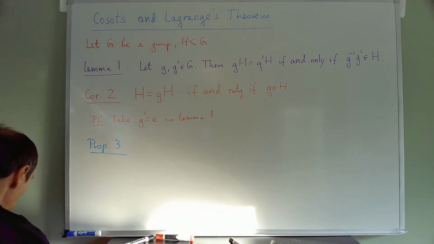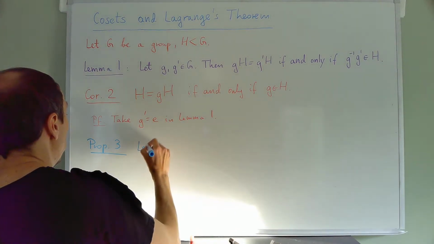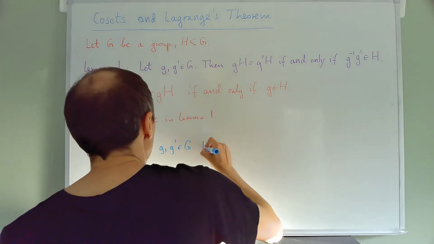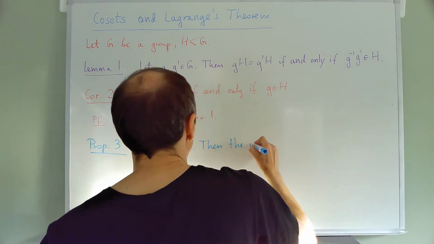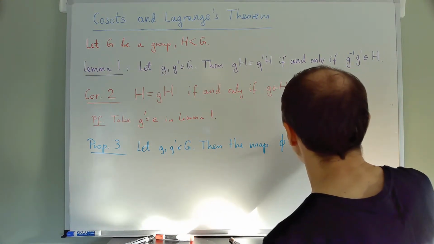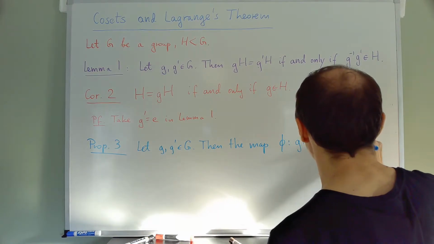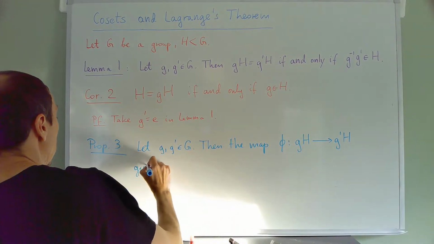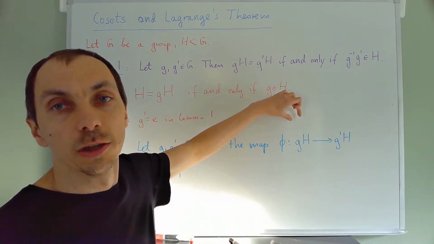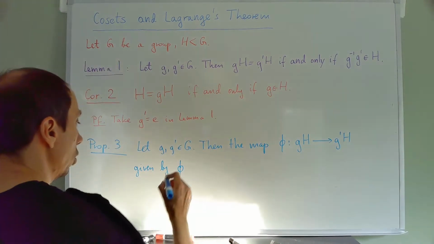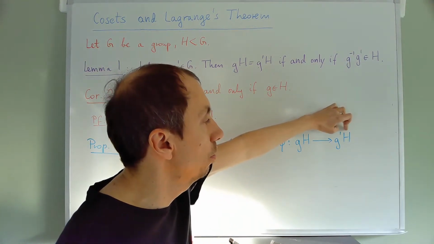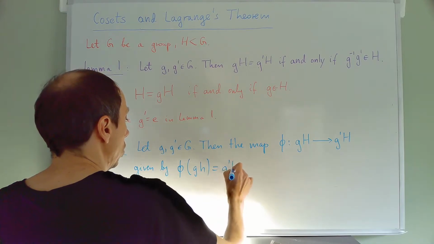So let's state it in the following way. Let g and g' be in G. Then the map phi from the coset gH to the coset g'H, given by phi of, well, how does an arbitrary element of gH look like? It's little g times something in H. And I'm supposed to now get something that looks like g' times something in H. I'm just going to use the same h.